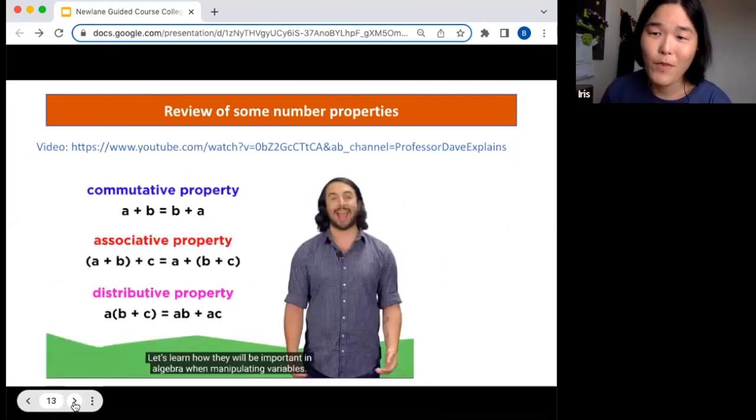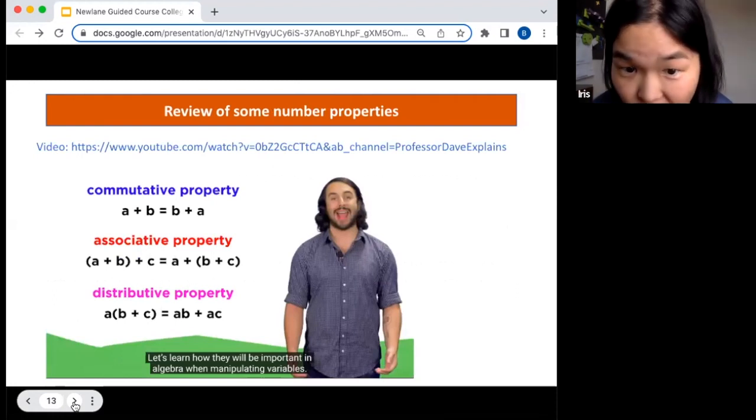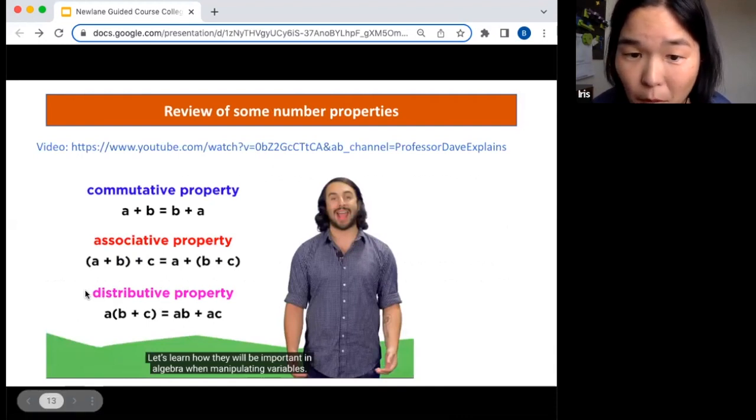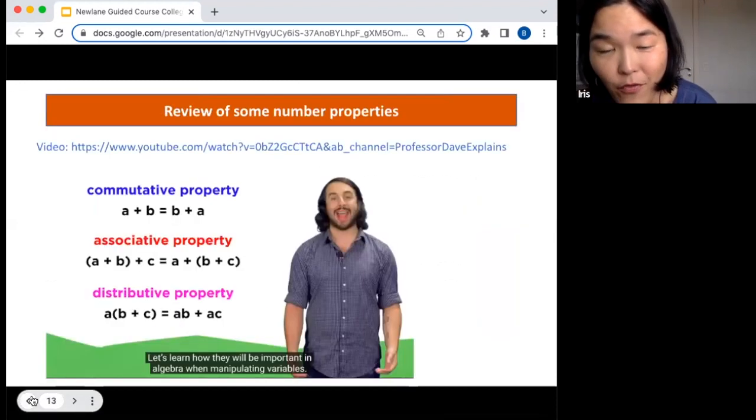This last slide from the last time is just a review of that property we were discussing last time. Yeah, it's a property of the real numbers. You have the third one, the pink one, distributive property. When you have a number multiplying a sum within a parenthesis, you have to make that number multiply each one of them.